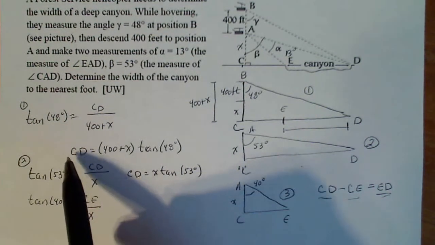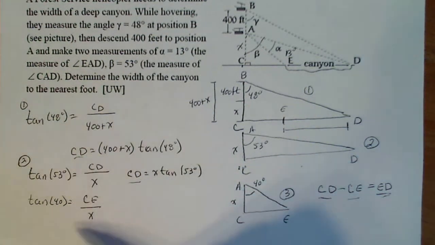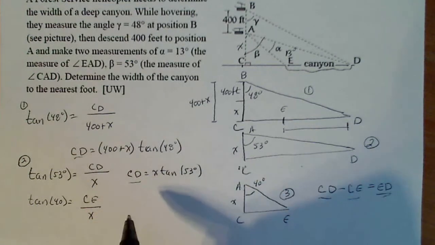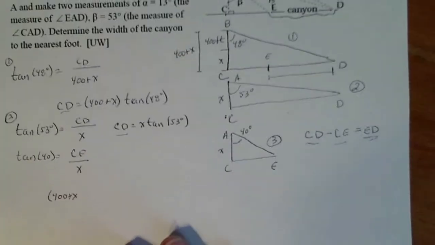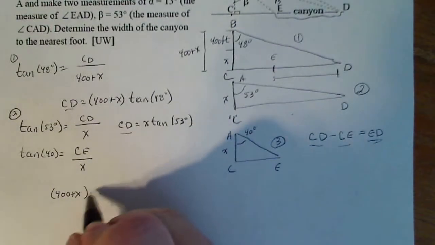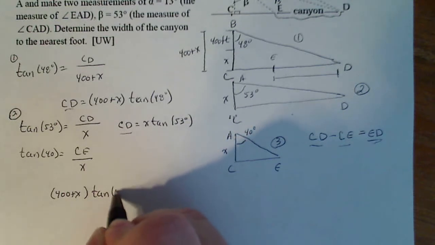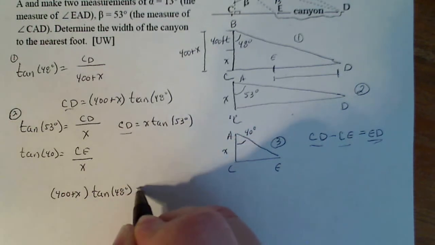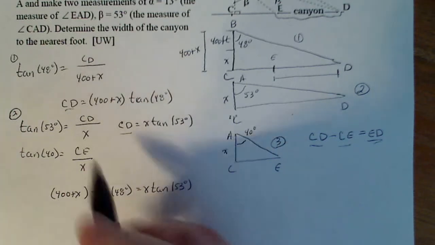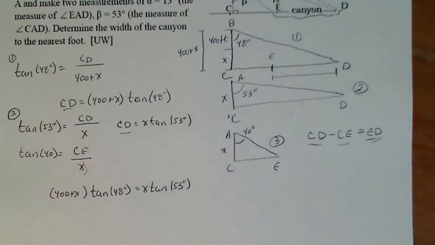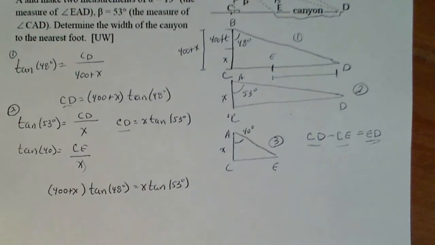So I know that if that's length CD and that's length CD, then they're equal. So let's write this out. 400 plus x times tangent of 48 degrees is equal to x tangent 53 degrees. And again, if I solve for x, I can find CE and CD and then find ED really easy.